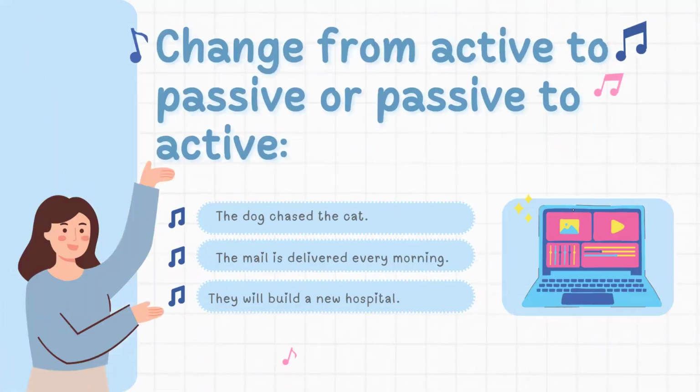Now let's focus on changing active voice to passive voice or vice versa. The dog chased the cat. The dog is the subject, chased is the verb, and what it chased is the cat. So the dog is the doer of the sentence. I have to change it into passive voice. So it will be: the cat was chased by the dog. Why? Because it is in the past tense. Next, the mail is delivered every morning. They will build a new hospital.